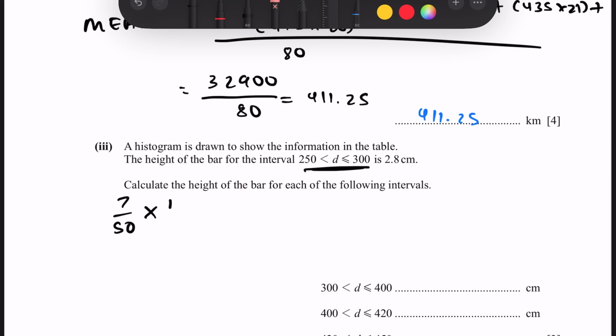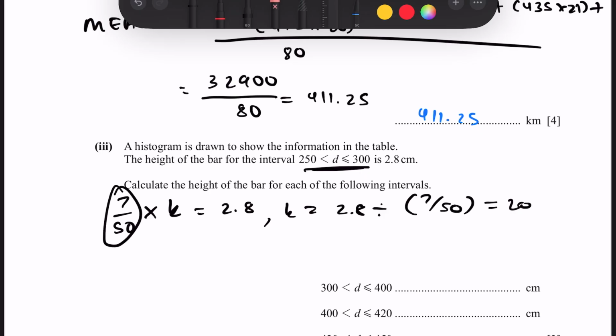And this times the constant k, and this constant k would be the same for all other bars, is equal to 2.8. So k is equal to 2.8 divided by 7 divided by 50, which is equal to 20. So any histogram height essentially times 20 would represent the height of the bar in centimeters.